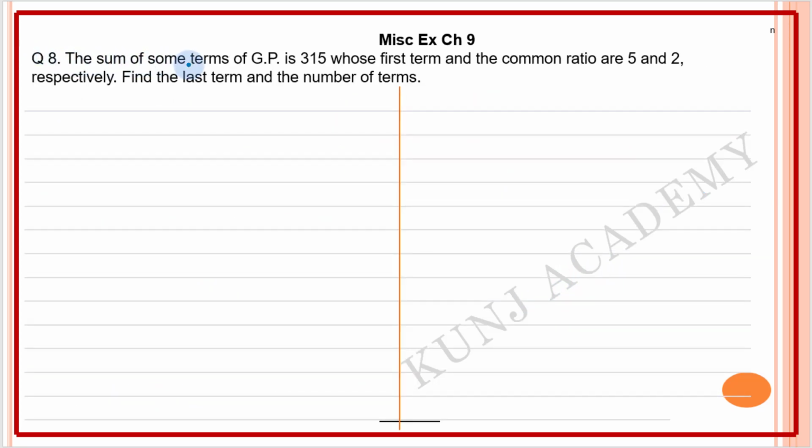Question: the sum of some terms of a GP is 315, whose first term and common ratio are 5 and 2 respectively. Find the last term and the number of terms. Given first term a is equal to 5 and common ratio r is equal to 2.